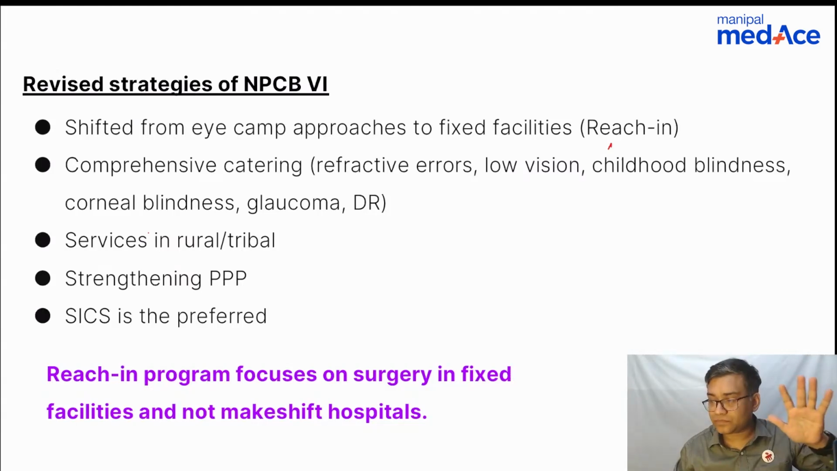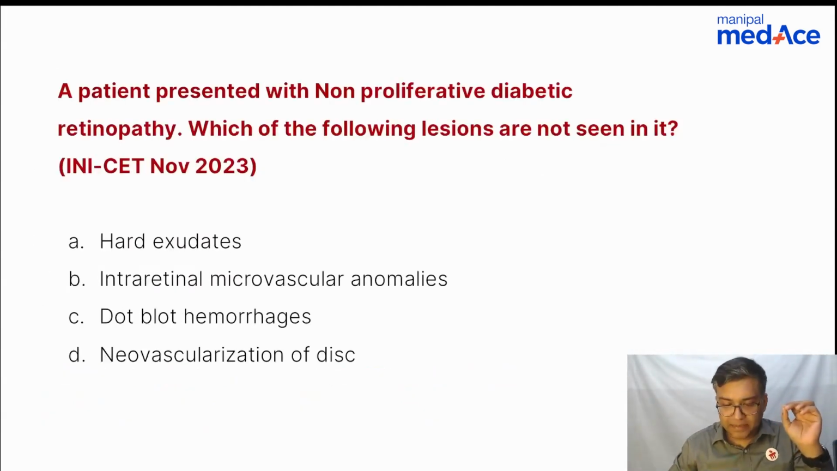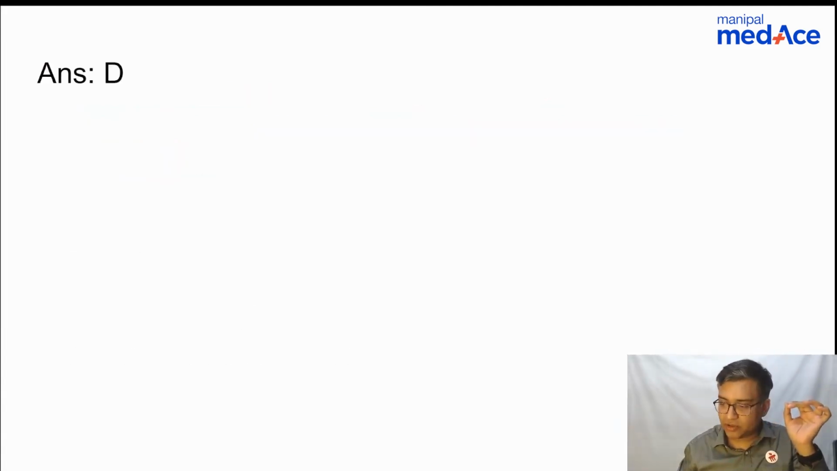Is it clear, everyone? Okay, so the next question is a patient presented with non-proliferative diabetic retinopathy. Which of the following lesions are not seen in it? What they have asked about is the difference between the various manifestations of PDR, that is proliferative diabetic retinopathy, and NPDR, that is non-proliferative diabetic retinopathy. Very important image based question. So your options here are hard exudates, intraretinal microvascular anomalies, dot blot hemorrhages, and neovascularization of disc.